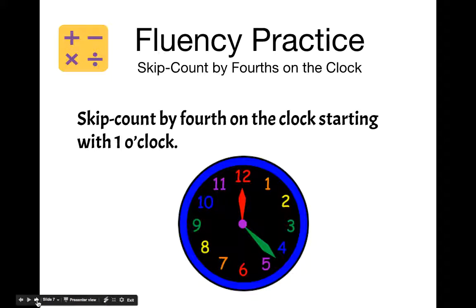And we're going to skip count by fourths on our clock. Remember, it is like dividing our clock into fourths and just splitting it into 4 different sections. So you're going to skip count by fourths. It's going to be 1 o'clock, 1:15, 1:30, 1:45, 2, 2:15, 2:30, 2:45, 3, 3:15, 3:30, 3:45, 4. And you could keep going around the clock.